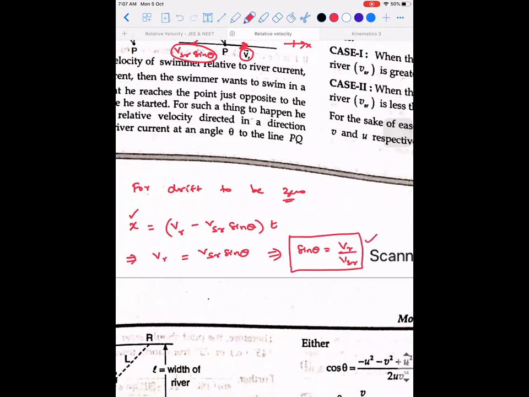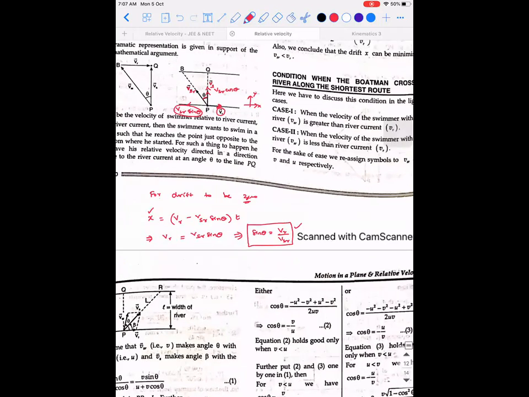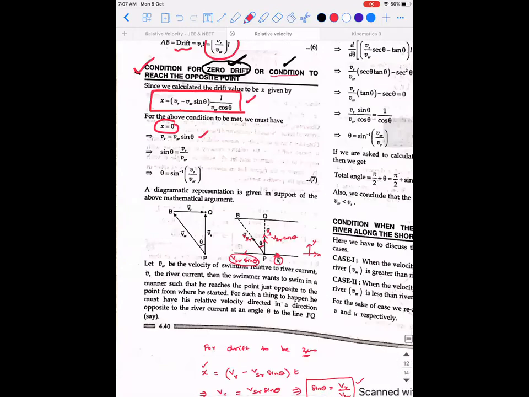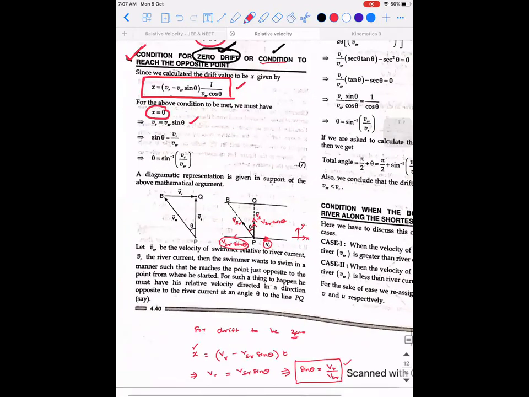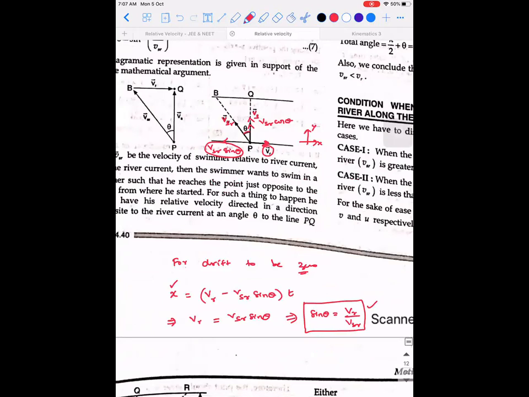So this is going to be the angle at which the person is supposed to start for experiencing zero drift. The other name for zero drift is condition to reach the opposite point. Am I clear, guys? Yes, sir. Please make a note of this. We'll do some problems which are based on this.